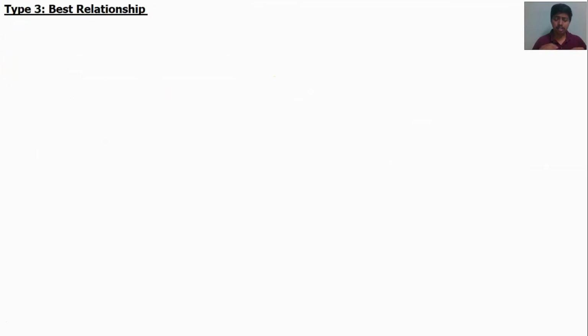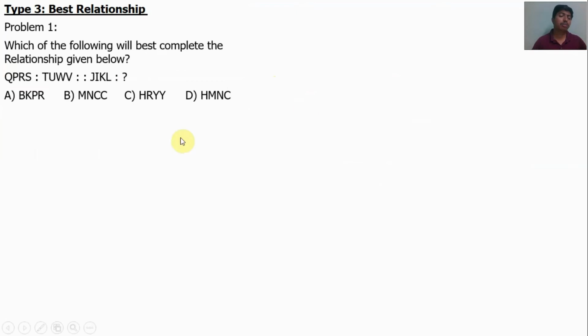Okay, this is the concept. That type of problem is Best Relationship. We have to find the best relationship among those given. This type of problem has two categories. The first category is the normal category. The second category is the swapping concept.